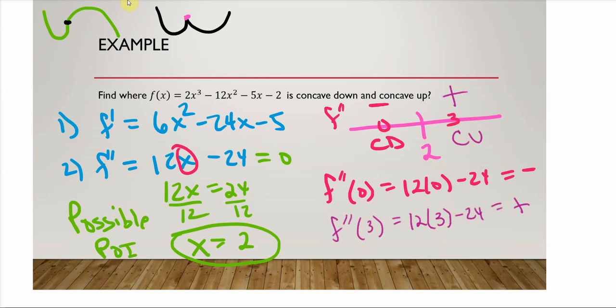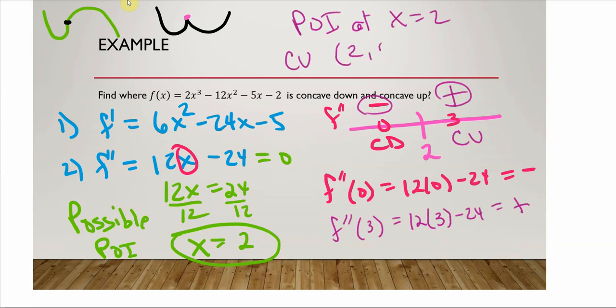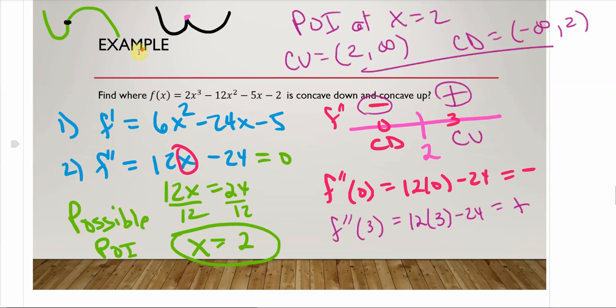So now, guess what? My concavity used to be negative, now it's positive. Therefore, I have a POI at x equals 2. And it is concave up from 2 to infinity. It is concave down from negative infinity to 2. And what I did was I was able to find all the information using my second derivative.